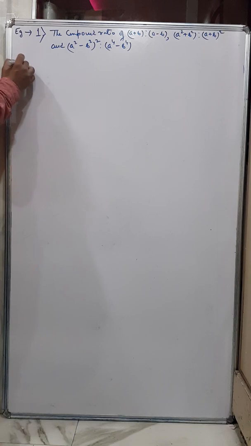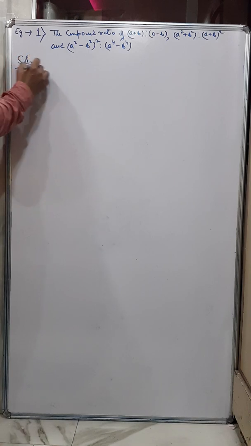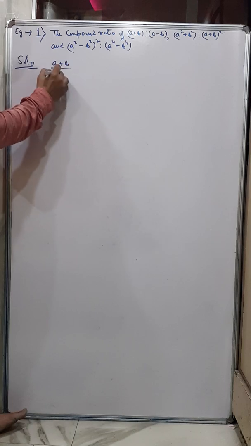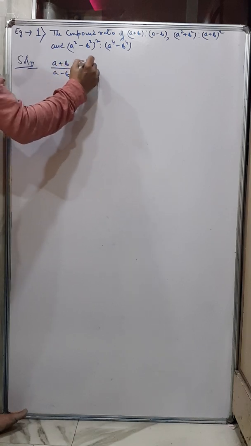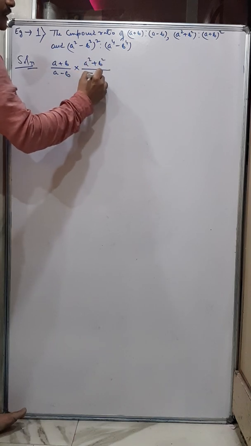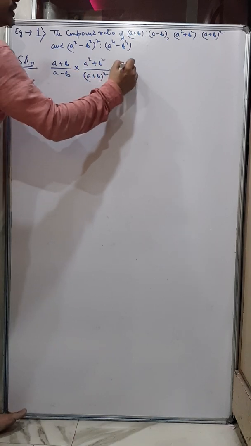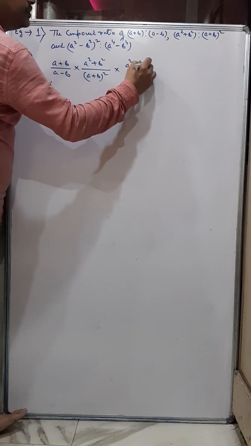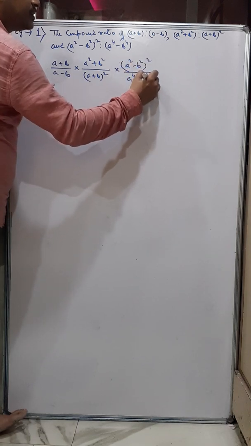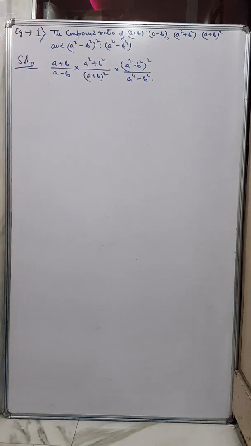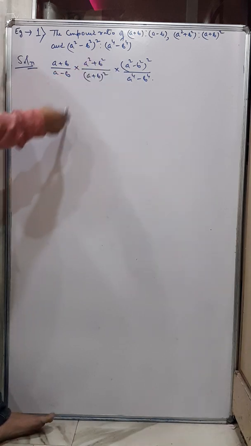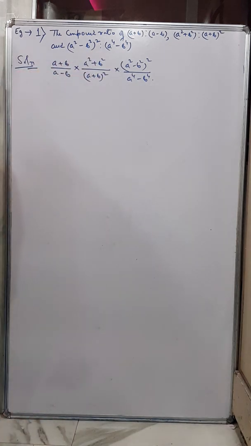Now see this solution. The first one is A plus B over A minus B, and then A square plus B square over A plus B whole square, and then A square minus B square whole square over A4 minus B4. So this is the compound ratio. Now you can understand, first of all, you have to factorize, split everything, and then do the respective cancellations.